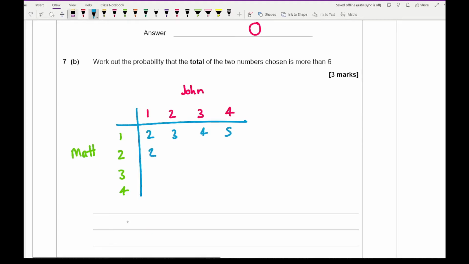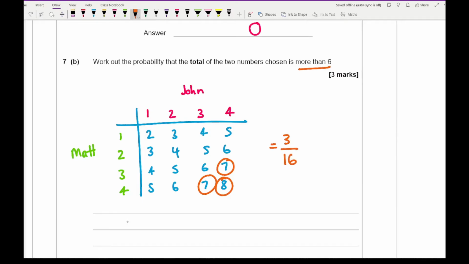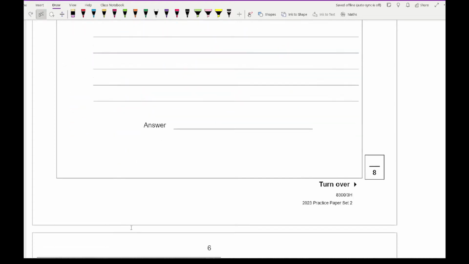Oh, mistake there. And there we go. What we're looking for is a probability of getting more than 6. So that's going to be 7 or more. So we can see that there's 3 numbers. So the probability is going to be 3 out of 16. Then just double check if you can simplify. You can't. So there is our final answer.